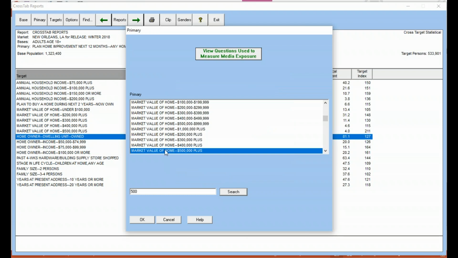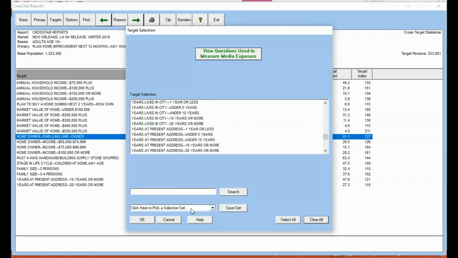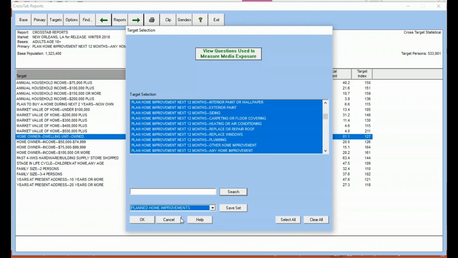So there's a market home value, $500,000 or more. I might have enough sample here. I might not. So let's check this out. I think I'm going to end up widening this, but let's look at these folks. I'm going to clear this out. I don't care about how long they've lived in the area. I want to know what kind of improvements they've done.